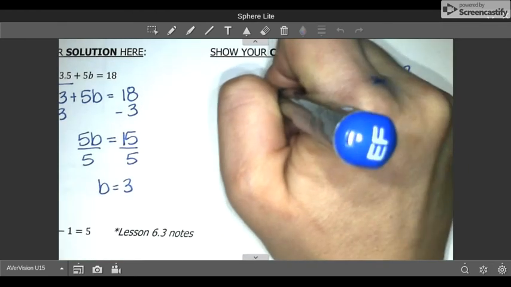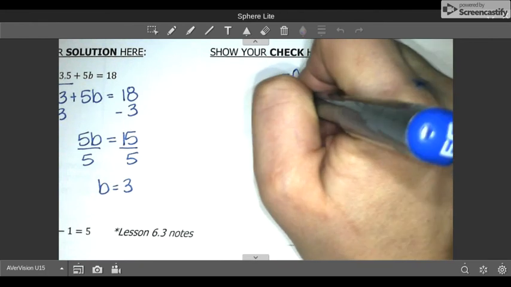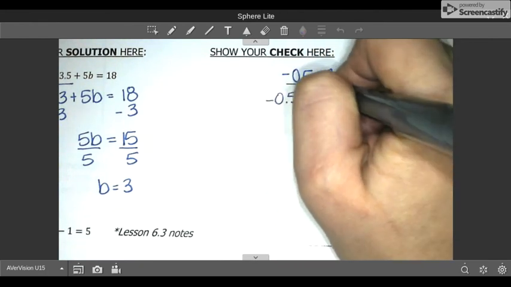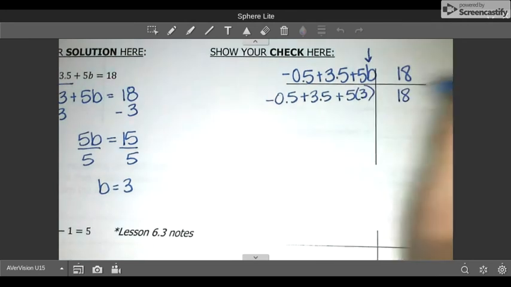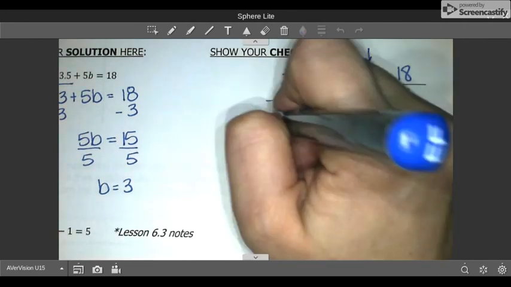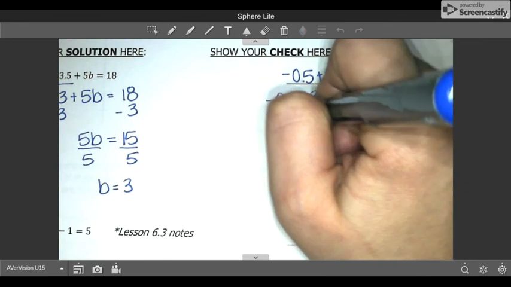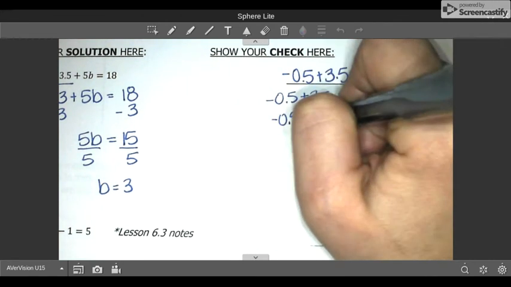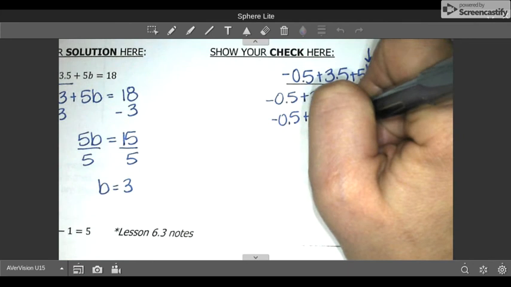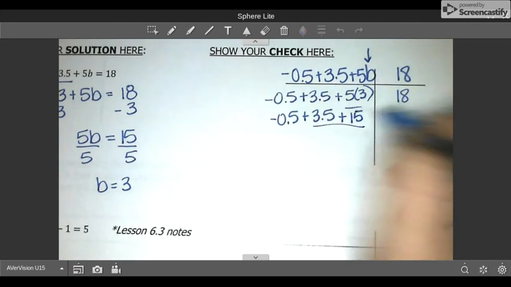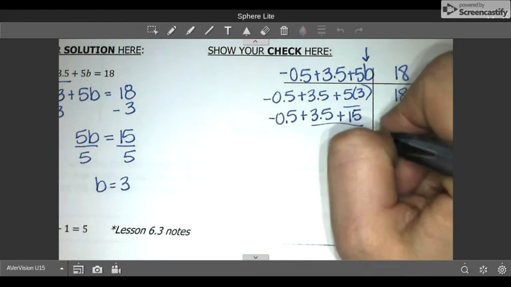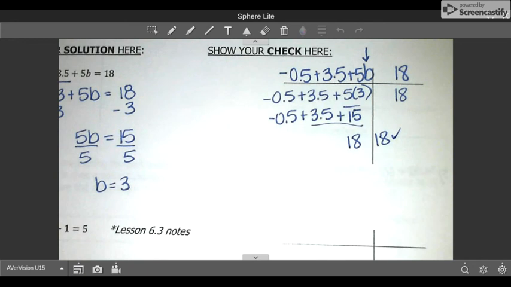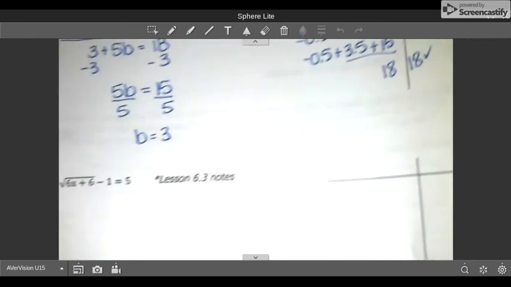So it's going to be negative 0.5 plus 3.5 plus 5 times 3, and that's going to be 18. So 5 times 3 is 15. So we have negative 0.5 plus 3.5 plus 15. And if you think about it, 3.5 plus 15 is 18.5. And then you're going to take away a half, so it's going to be 18. You can also just use your calculator. But you're going to get 18 equals 18. You're going to write down a check. All right, let's do the next one.